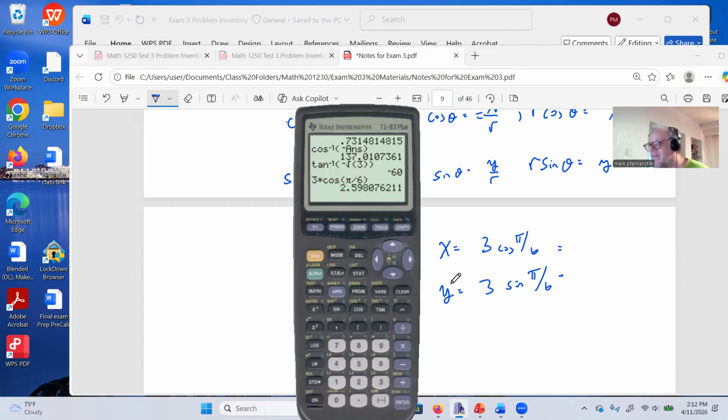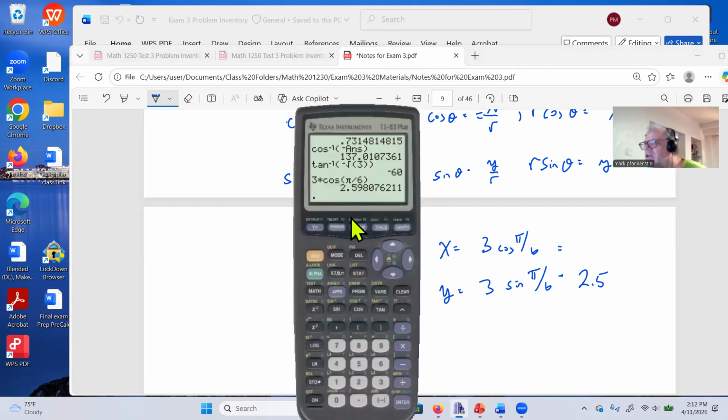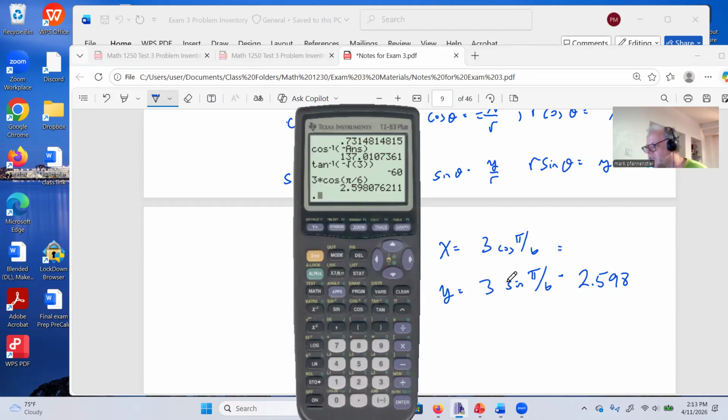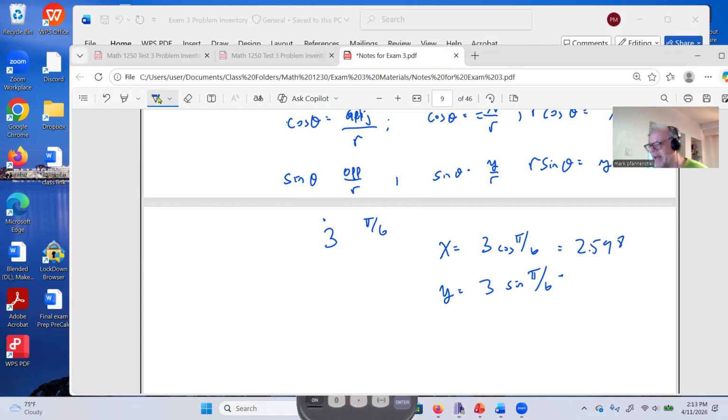Okay, so we have an equals. We have 2.598, to 3 decimal places. I think that was our cosine, so this is our x value. Let's move this 2.598 over here. Just make sure we're putting the x where the x's should be and the y's where the y's should be.